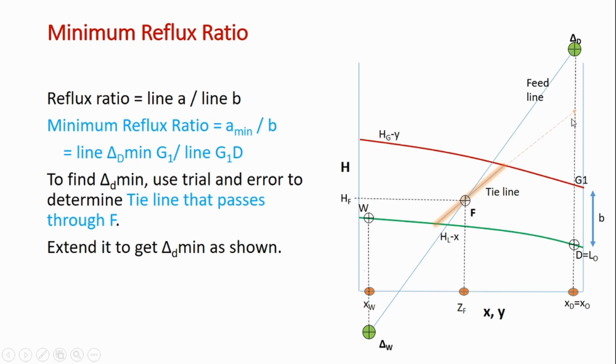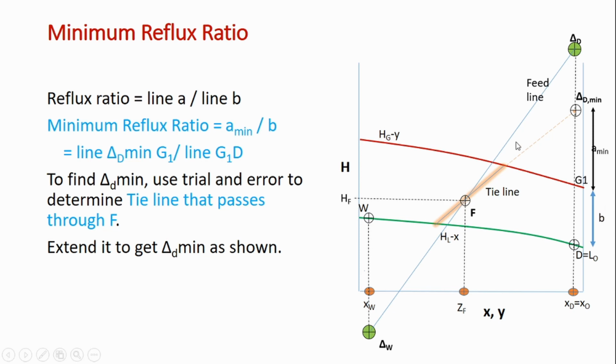Extend that tie line to this XD line. Where it intersects this XD line, that is the delta D minimum point. So get this delta D minimum. This length will be the A minimum value. So your minimum reflux ratio is A minimum by B. From your graph, just find out the length of this line divided by the length of this line.